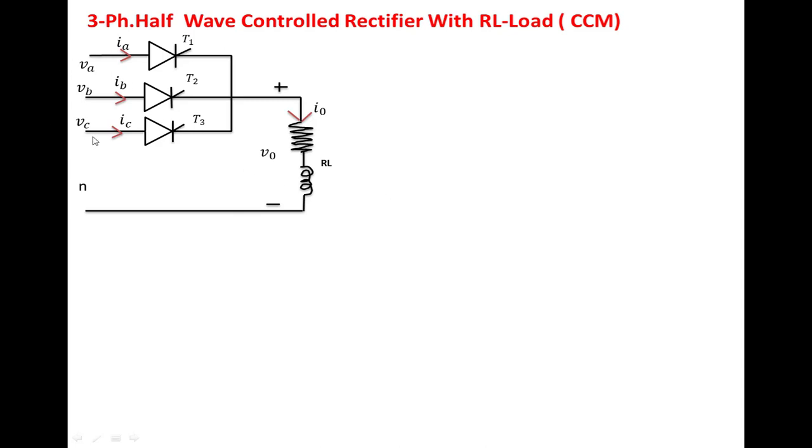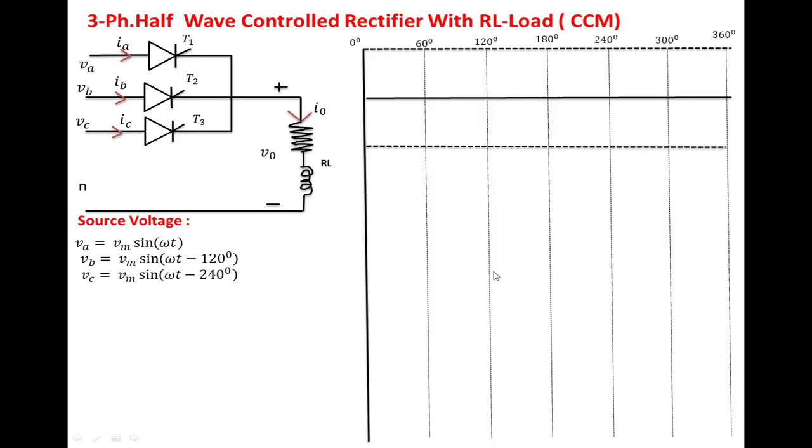The input is the three-phase voltage: VA equal to Vm sin omega t, VB equal to Vm sin(omega t minus 120 degrees), VC equal to Vm sin(omega t minus 240 degrees). Take the scale and draw the phase A voltage, phase B voltage and phase C voltage. Here we have taken the firing angle alpha equal to 60 degrees.